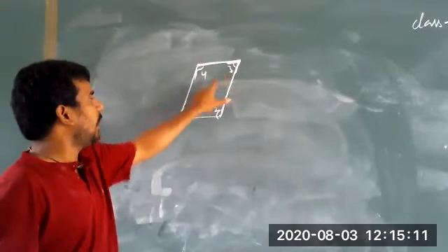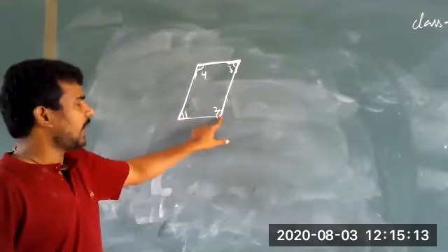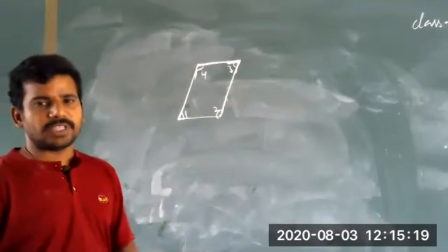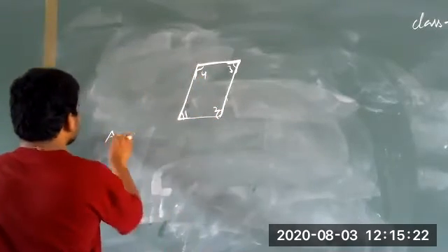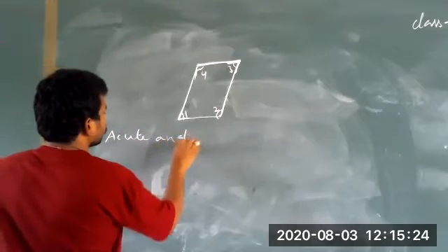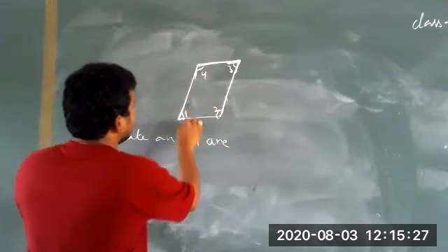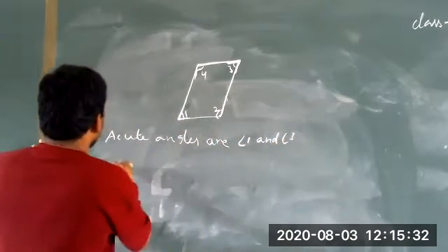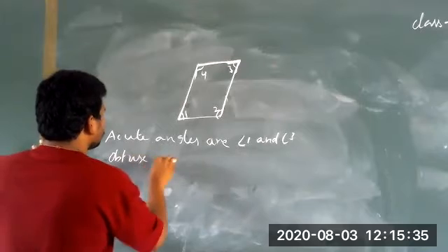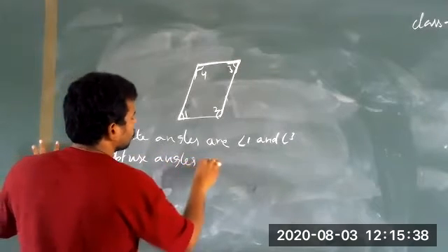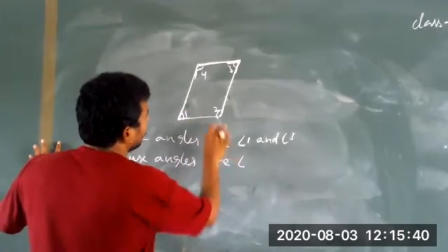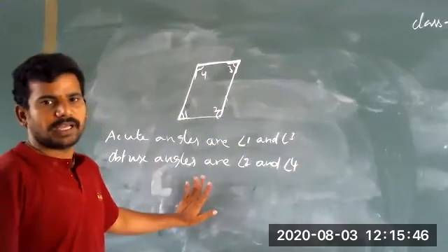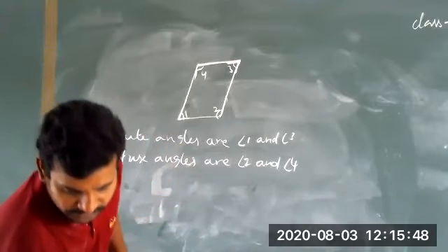This is the acute angle, and the opposite angle is also acute. This is the obtuse angle in the quadrilateral, and the opposite angle is also an obtuse angle. So the acute angles in this figure are angle 1 and angle 3. The obtuse angles are angle 2 and angle 4. Both are obtuse angles. Clear, children? Yes. Next, third problem.